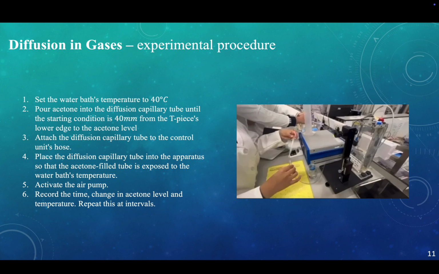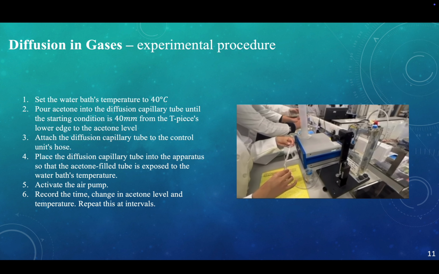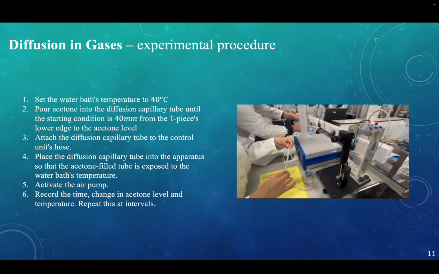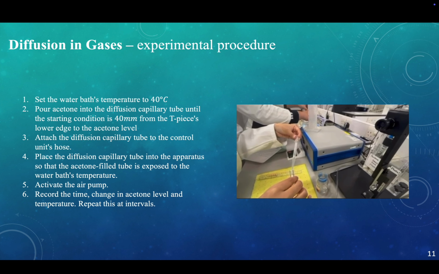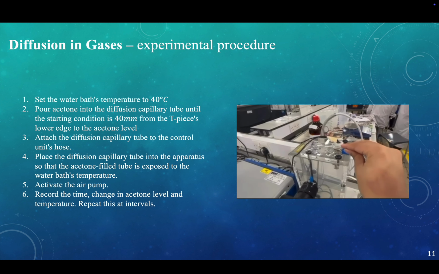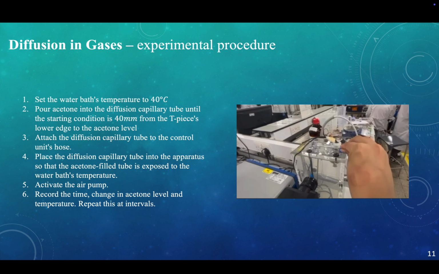Now we go over the procedure for diffusion in gases. In our case, our water bath was already filled, so we began by setting the temperature at 40, since 50 degrees is the boiling point for acetone. And we now pour the acetone up to 40 centimeters and use a ruler to measure accurately. Then attach it to the hose as shown in the video.